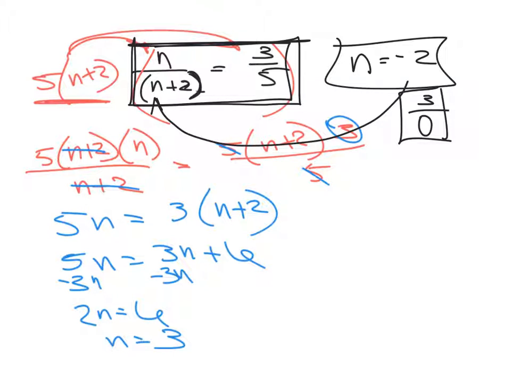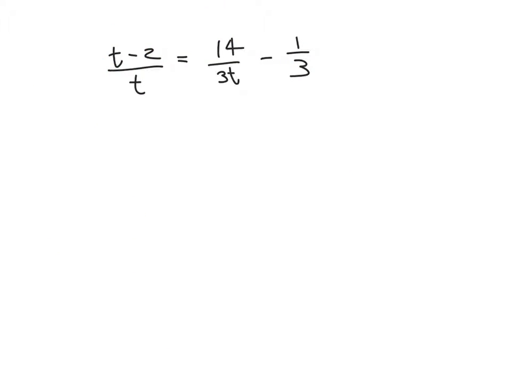So what you have to do is first tell me what numbers n, or the variable, cannot be, and then you go ahead and solve. We'll do that from now on. Okay, so this is example 103.2. First of all, we're going to find out what t cannot equal.